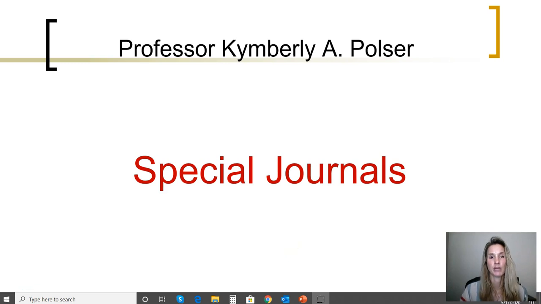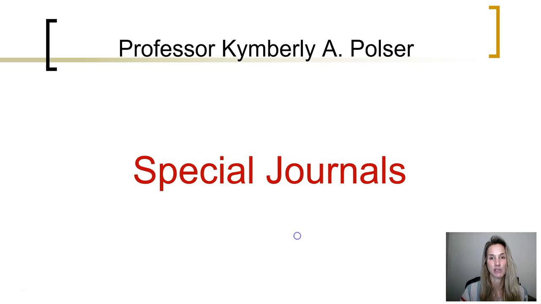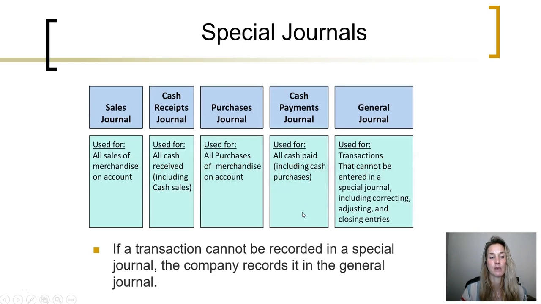In this segment, we will look at special journals that are used within an accounting information system. Special journals are really broken out into the sales journal, the cash receipts journal, the purchases journal, the cash payments journal, and the general journal.